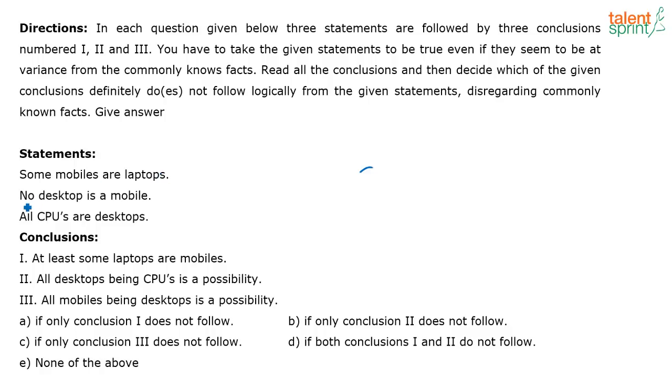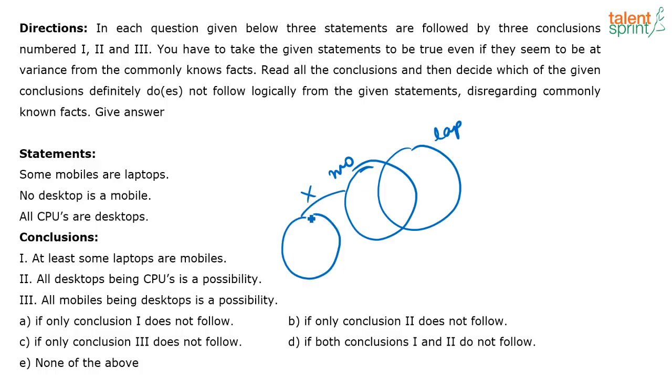Some mobiles are laptops, no desktop is a mobile, all CPUs are desktops. At least some laptops are mobiles, all desktops being CPU is a possibility, all mobiles being desktop is a possibility. So let's draw the diagram for this. What is given? Some mobiles are laptops, no desktop is a mobile. All CPUs are desktops. So this is the basic diagram that you get.